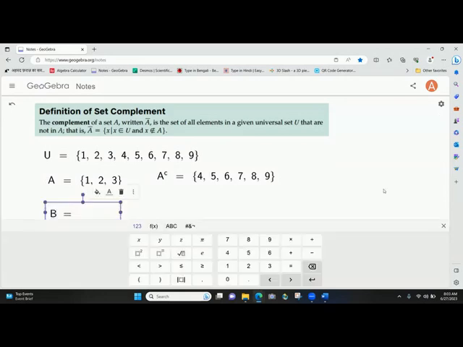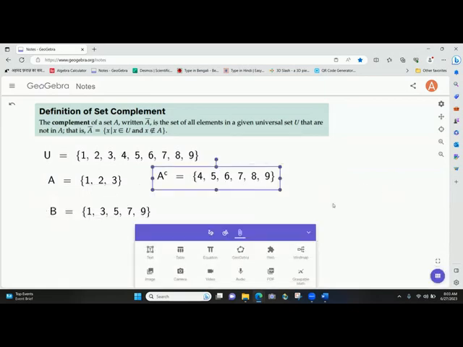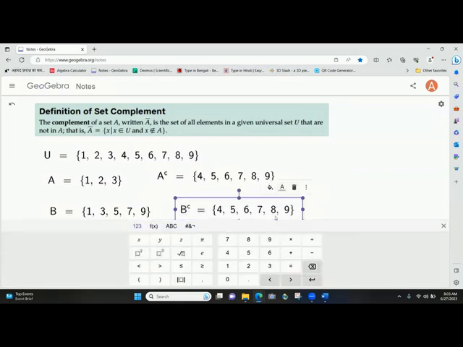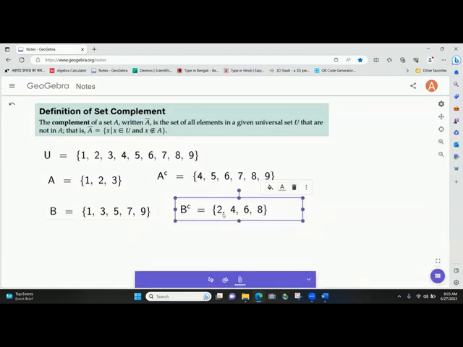Let's say set B is 1, 3, 5, 7, and 9. What's B complement? Well, B complement is going to be everything in the universe except for 1, 3, 5, 7, 9. So it's going to be 2, 4, 6, 8. If I'm not mistaken, that's it. 2, 4, 6, 8. Did I miss anything? Let me double check. No, B and B complement together make the whole set.